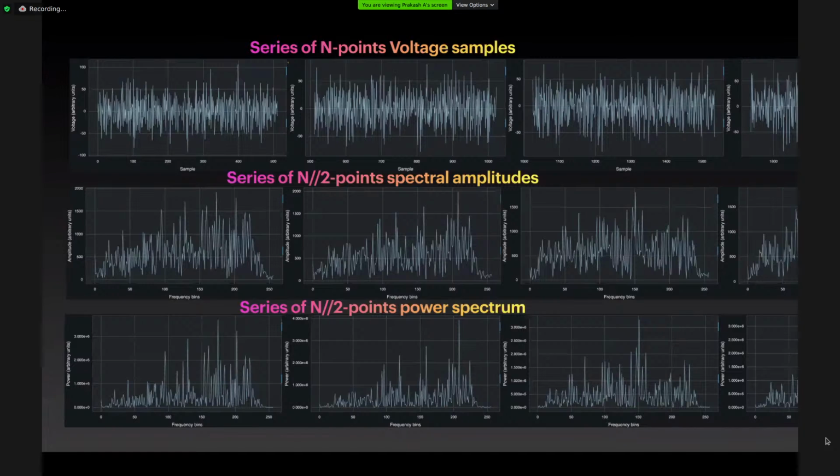Now you can do that in a loop. You take the first 512, that is the top left corner voltage time series. After that, it is the next 512 and so on. This is the third set and so on. So you can break up your voltage time series into chunks of 512 samples each, and you take the Fourier transform to get the spectral amplitudes, and then you take the absolute value square, and you'll get the power spectrum. So this should be clear.